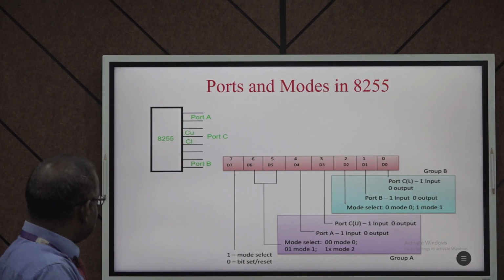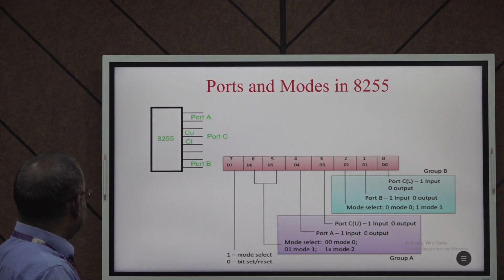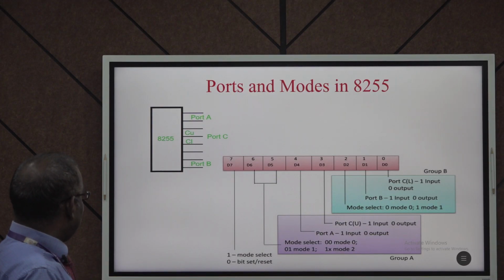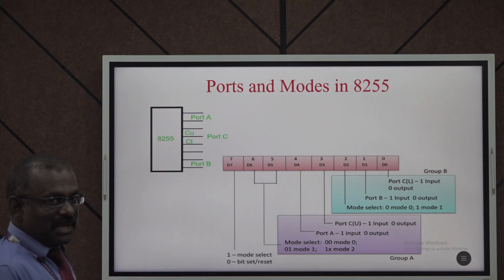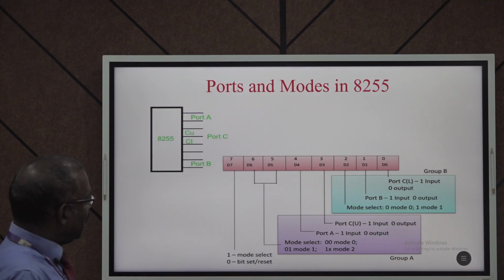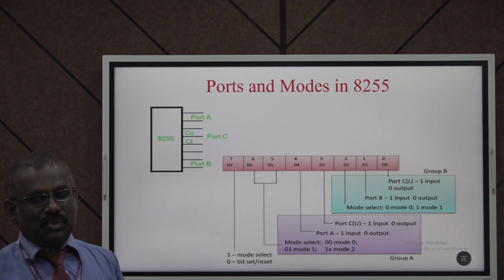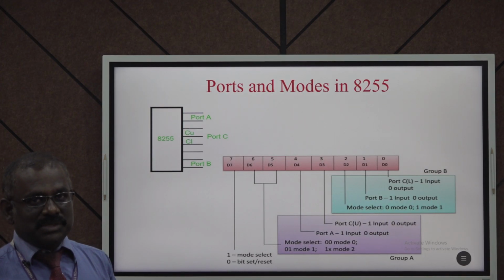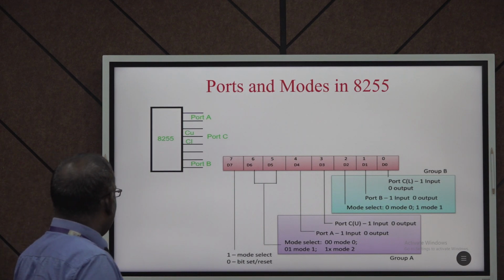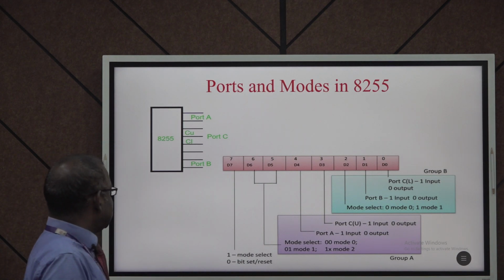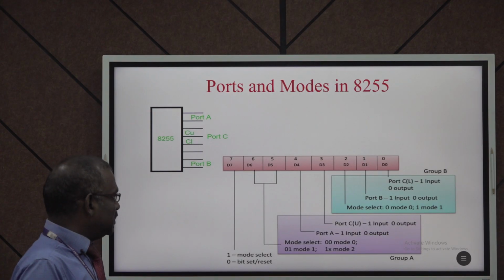So these ports are shown here. In the 8255, we already know that there are 3 ports. The ports are named as port A, port B, port C. All are 8-bit ports, but to support different modes of operation of the 8255, here we are dividing port C into 2 parts, port C lower as well as port C upper. Both port C lower as well as port C upper have 4 pins.